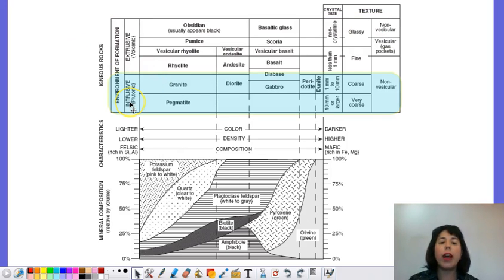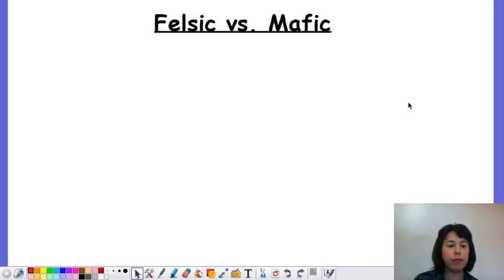At the bottom, we have the ones that formed below the Earth's surface with magma. These are our intrusive ones. These will have either a coarse or very coarse texture. Pegmatite is the only one here that would have a very coarse texture.